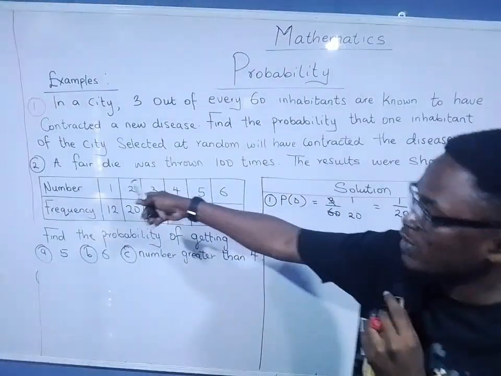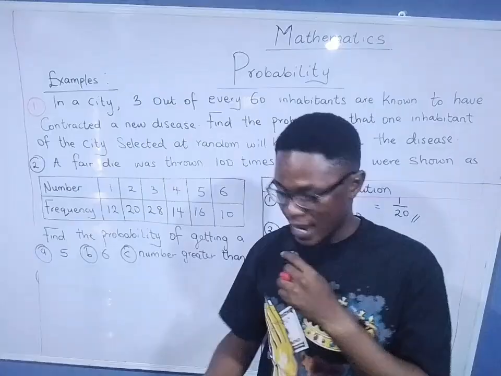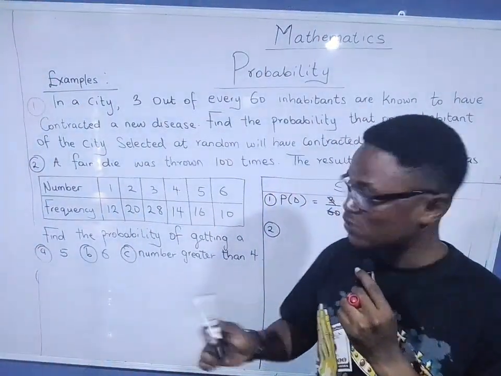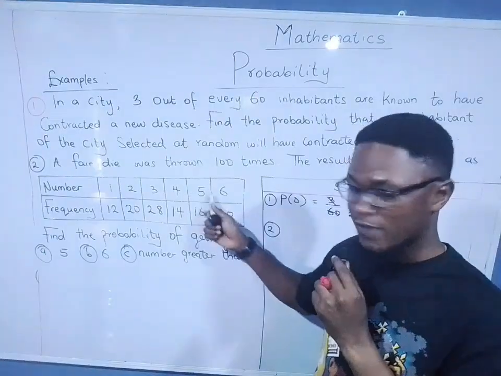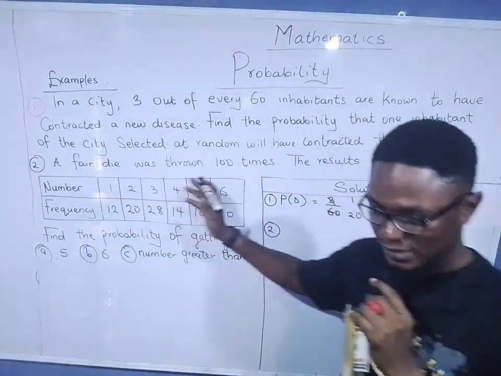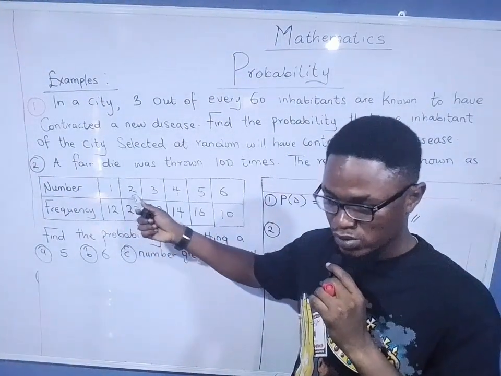So remember I told you that a fair die is what? Dice, right? Good. So for a die, the total sample space is what? 1, 2, 3, 4, 5, 6. So I hope you are getting me. You cannot have more than these numbers on the die. If you throw the dice, either you have 1 or you have 2 or you have 3.